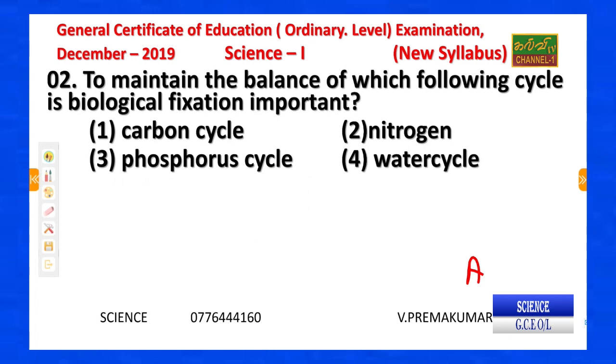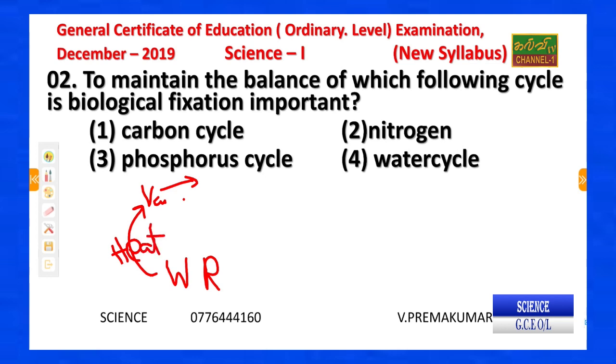And the water cycle: when you were in grade 6, you also studied the water cycle. What does the water cycle mean? The water resources, water reservoirs, right? The water, when heated, converts to water vapor. Then the water vapor condenses and comes again as water. So that is the water cycle.